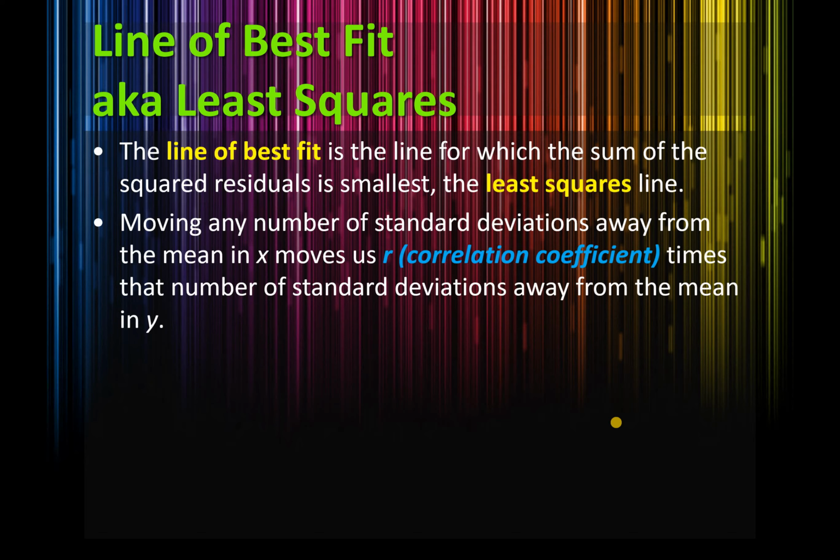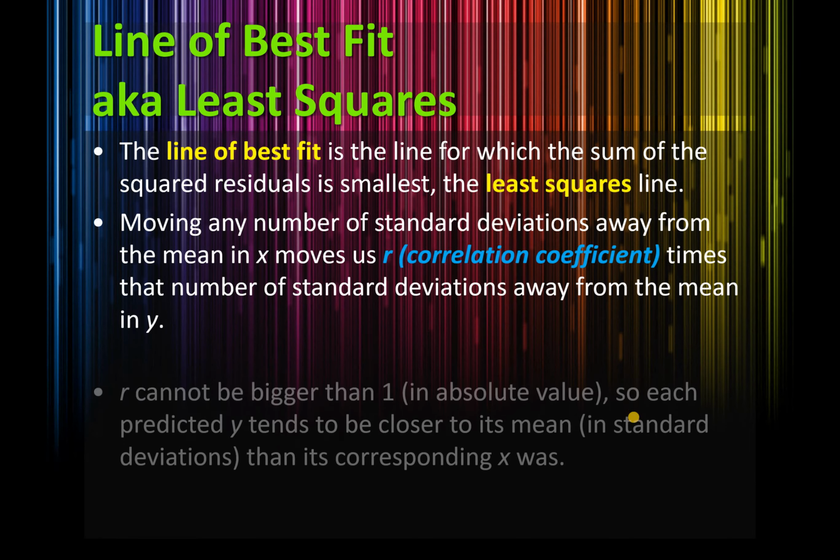And an interesting thing, something that you will note in the text, is that there's one point that we can guarantee is going to be on our line of best fit. And that point is the average of the x coordinates that we have observed and the average of the y coordinates that we have observed. So x bar, y bar is guaranteed to be on our line of best fit. That's our central point. And again, moving one standard deviation away in either direction in x moves you r standard deviations away from the mean in the y direction.